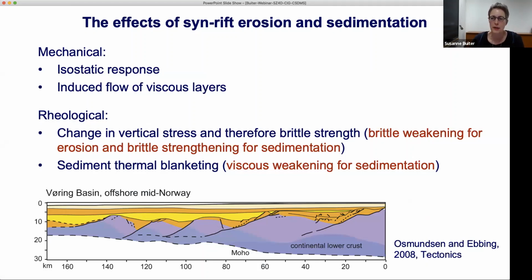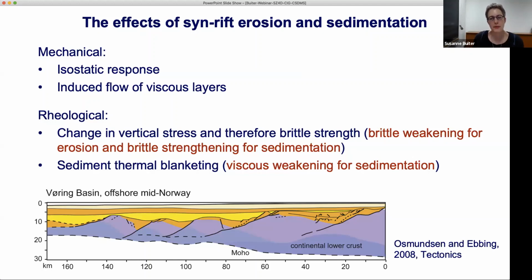So there's a mechanical response. There's an isostatic response where we deposit materials, more will move down, and where we remove materials, more will move up. And these vertical movements can induce lateral flow of viscous layers in response. But in addition to the mechanical response, we have a rheological response. I already was arguing that erosion in shortening systems is a weakening process. I will argue that it's also weakening in extension, and that similarly, sedimentation is strengthening in extensional systems.